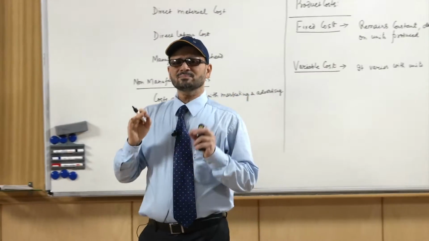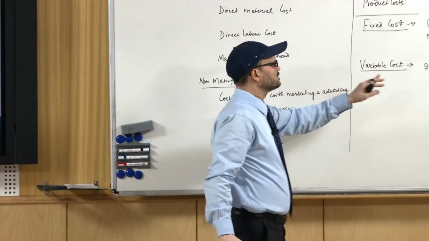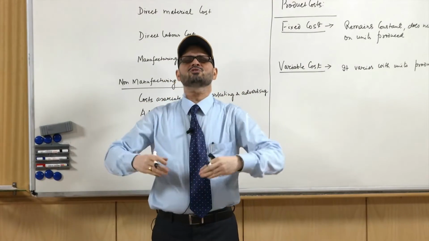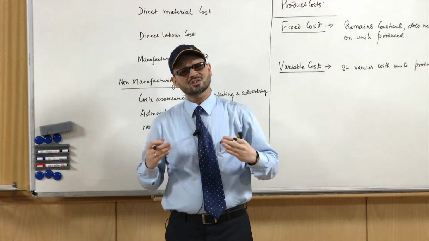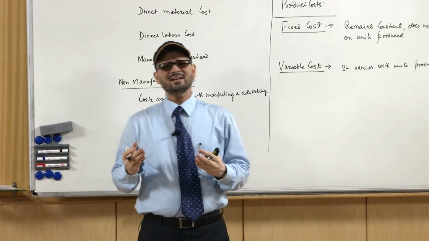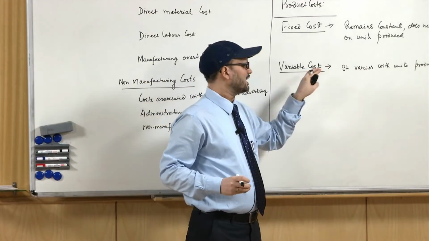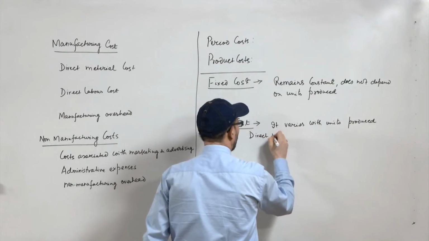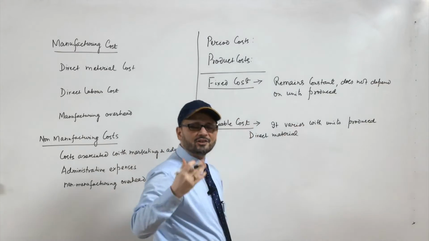So, direct material cost and direct labor cost are examples of variable cost, because as the number of units produced increases, these direct material and direct labor costs will increase, and on the other side if we produce fewer units, this type of cost, like direct material or direct labor cost, accordingly decreases.